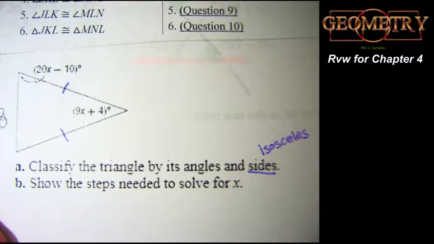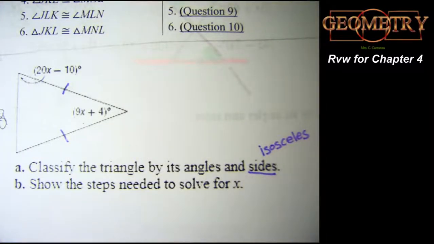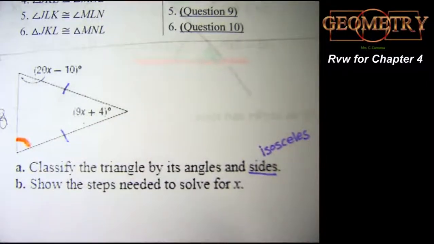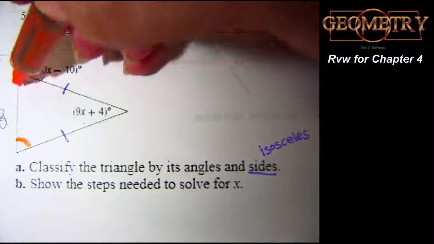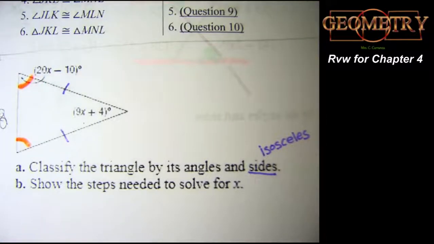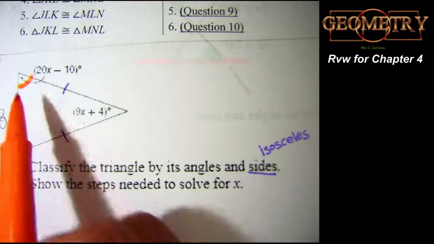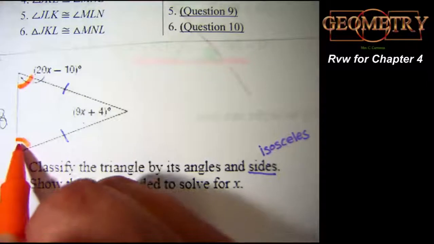What do you know about the angles in an isosceles triangle? Which ones? The bottom one. This one? Yes, and the one on top. These are called the base angles because they're opposite the legs, and base angles are congruent. Which means if this angle is 20x minus 10, then this angle is?